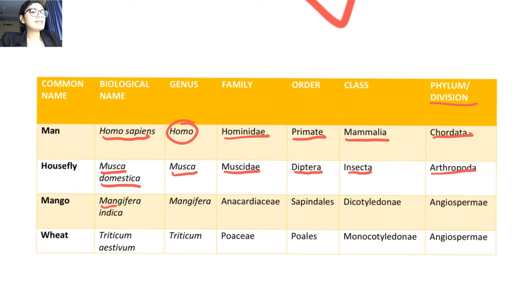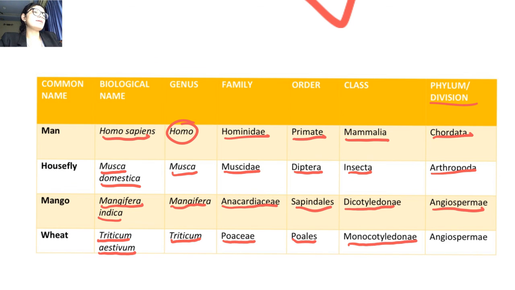So mango, you did this, is Mangifera indica. Genus is Mangifera, family Anacardiaceae, order Sapindales, class Dicotyledonnae, and phylum Angiospermae. I'm sorry, division Angiospermae. So you have Triticum aestivum belonging to the genus Triticum, the family Poaceae, the order Poales, the class Monocotyledonnae, and the division Angiospermae.